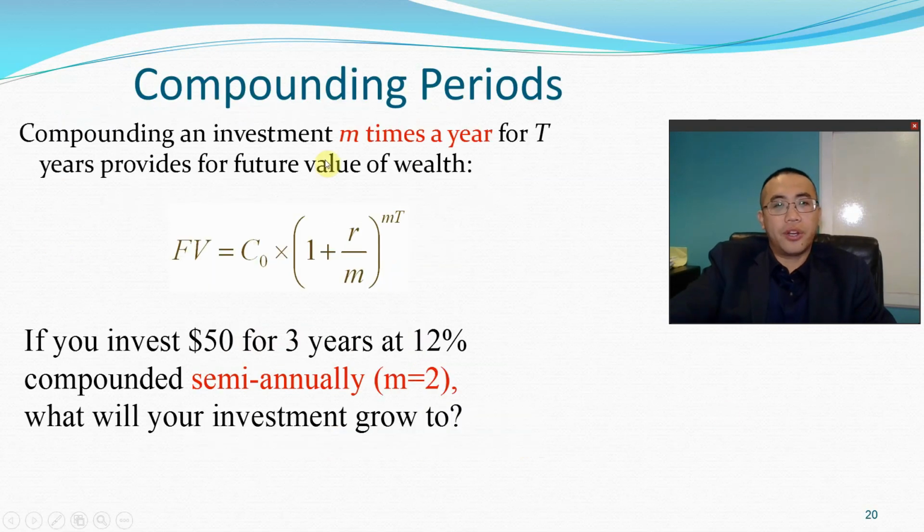However, in some other cases, your compounding basis is not annual. It could be monthly, it could be quarterly, could be semi-annually. So you have to incorporate that compounding frequency, which is m times a year. And m would be 2 if it's semi-annual compounding, semi means half. M would be 4 if it is quarterly compounding, and m would be 12 if it is monthly compounding.